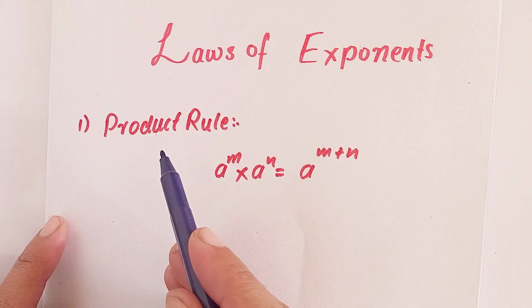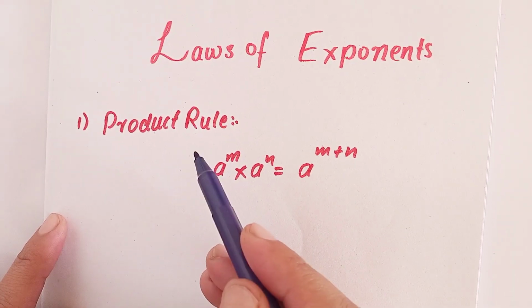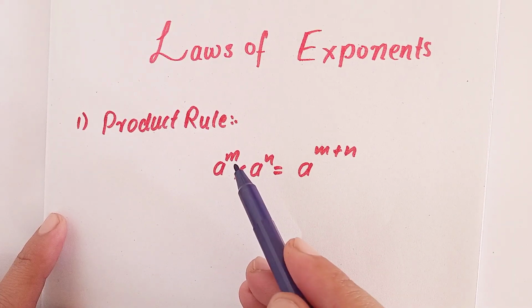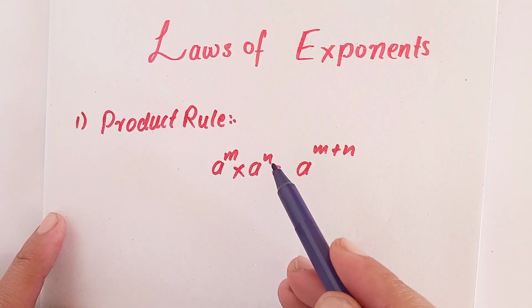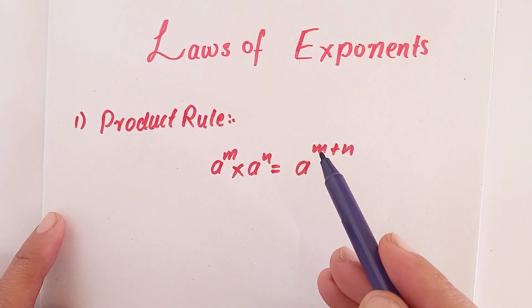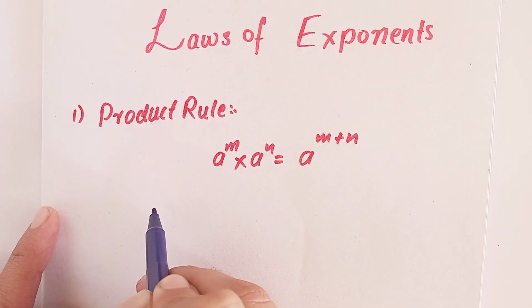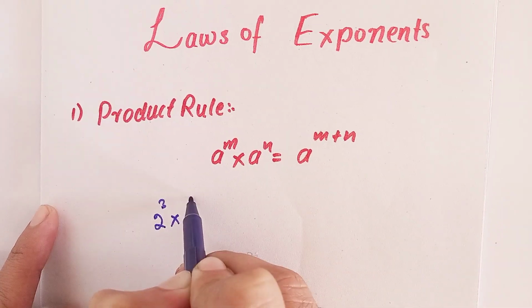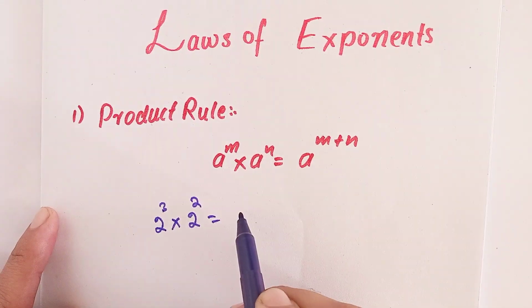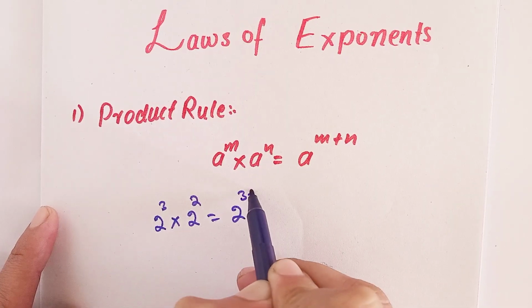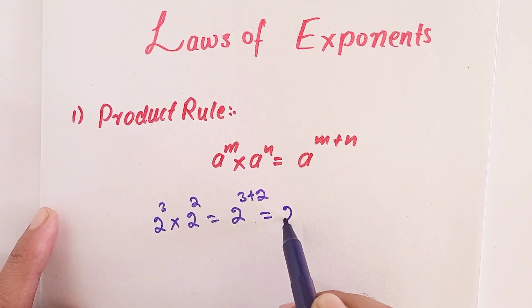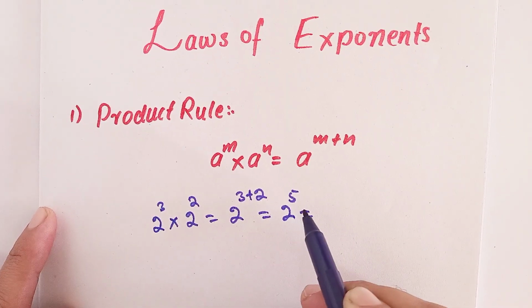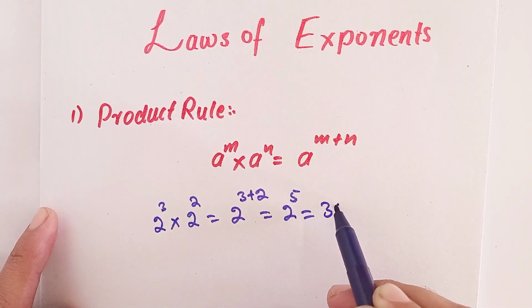The first one is the product rule. The product rule says that a raised to the power m multiplied by a raised to the power n is equal to a raised to the power m plus n. For example, 2 raised to the power 3 multiplied by 2 raised to the power 2 is equal to 2 raised to the power 3 plus 2, which is equal to 2 raised to the power 5. 2 raised to the power 5 is equal to 32.